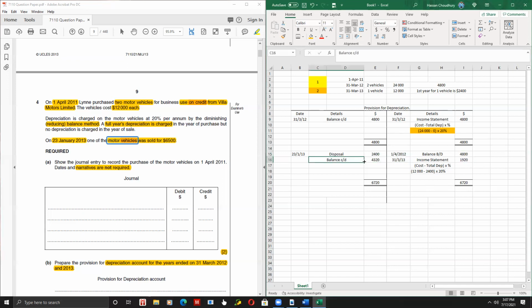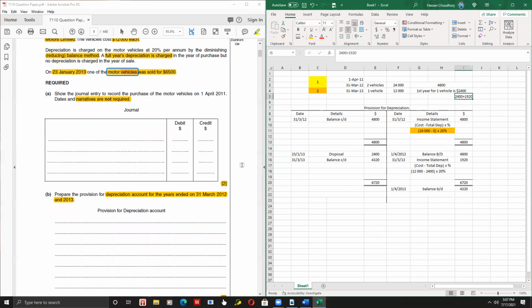Right, so balance c/d, always remember, bring it down for next year. So this is on 31st March 2013. This should be 1st of April 2013. Balance c/d for 4,320. Okay. Notice that this is like two years' depreciation. So this is around 2,400. 2,400 plus 1,920 should give you the amount that is here, because this is for one vehicle for two years. So that's essentially what it is.